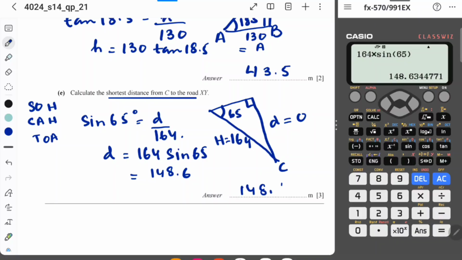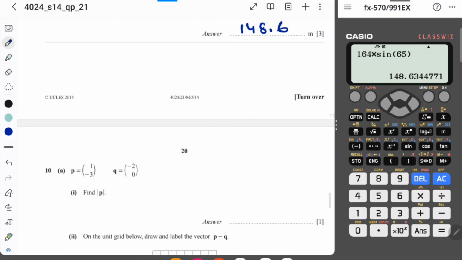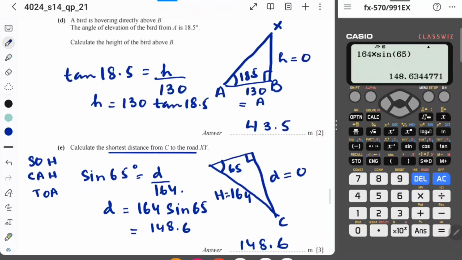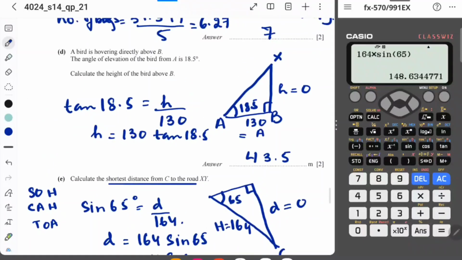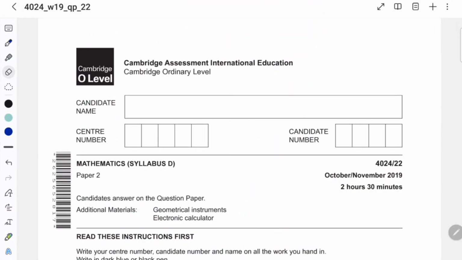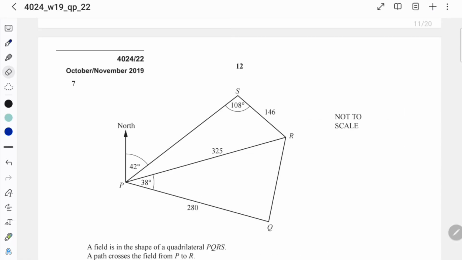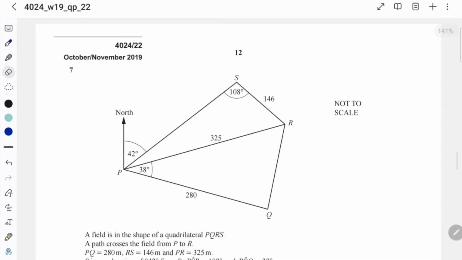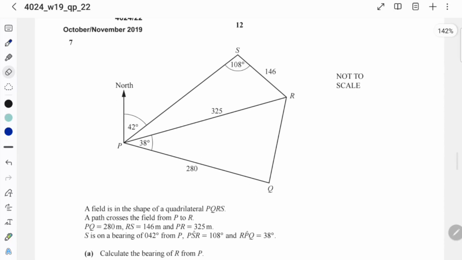So that was the last part of this question. Let's move to one more question. This question is from 4024, paper 2, October/November 2019. Alright, so this is question number 7 in this year. So you can see the two triangles are there.